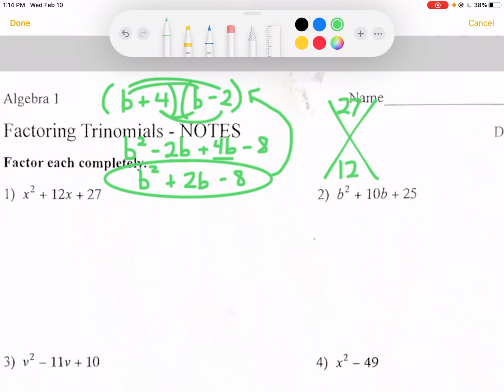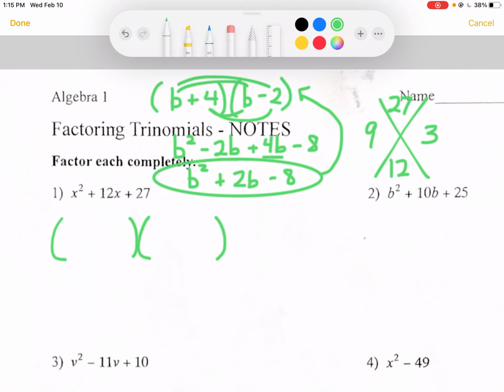Think about what multiplies to 27. Well, one of the things that multiplies to 27 is 9 times 3. And those two things happen to add to 12. That's going to come in handy here on number 1. So if I'm factoring number 1, I know to get x squared, I need to take x times x. I also know to get 27, I need to take 9 times 3, or at least that's one way to get there. If I want to get positive 12, I need a positive 9 and a positive 3 to add up to 12x.